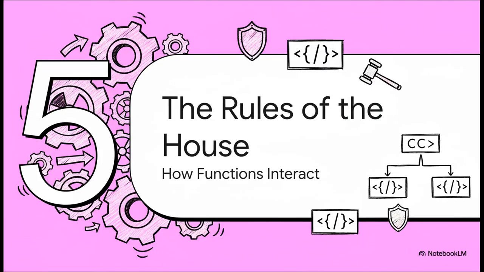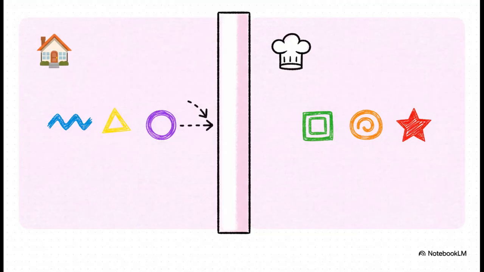But just like any good restaurant, there are a couple of really important rules of the house we need to know about how these different parts talk to each other. Rule number 1, and this is a big one, variables are private property. Think of it like this. Main has its own stuff, its variables L, W, and area. The calculate area function has its own stuff, its private copies length, width, and result. They cannot see each other's variables at all. The only way they communicate is by passing copies of values back and forth. It's like Vegas. What happens in the kitchen stays in the kitchen.